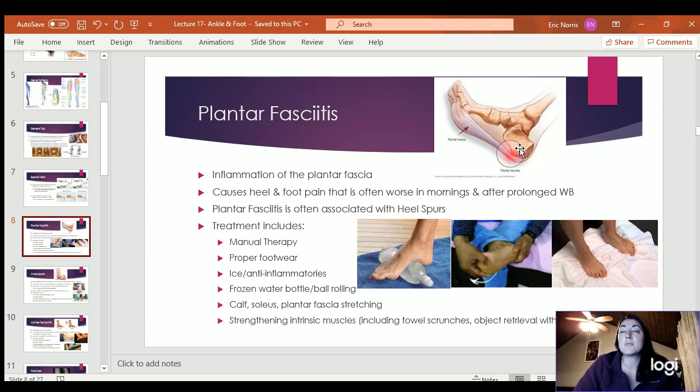We also focus on stretching the calf and the plantar fascia, as well as strengthening the intrinsic muscles of the foot. So doing those towel scrunches. You could do object pickups with the toes, like your mama always told you not to do. Picking those objects up and moving them around helps strengthen the intrinsic, the small muscles of your feet that help support your arch and posture.